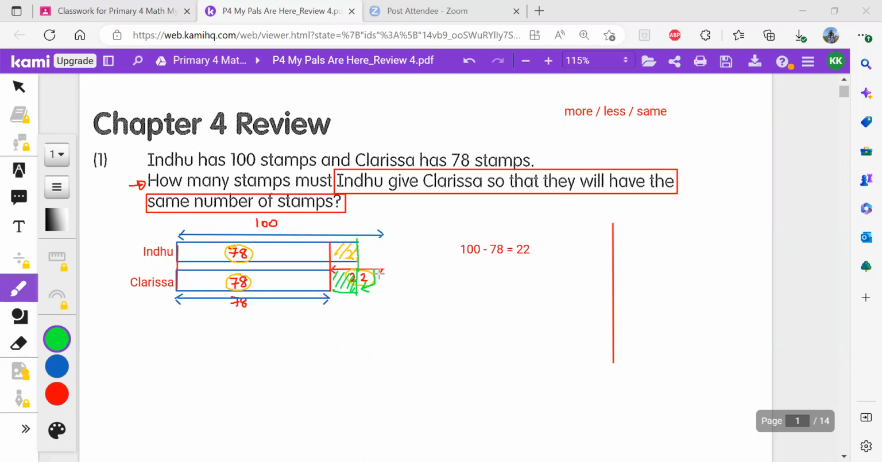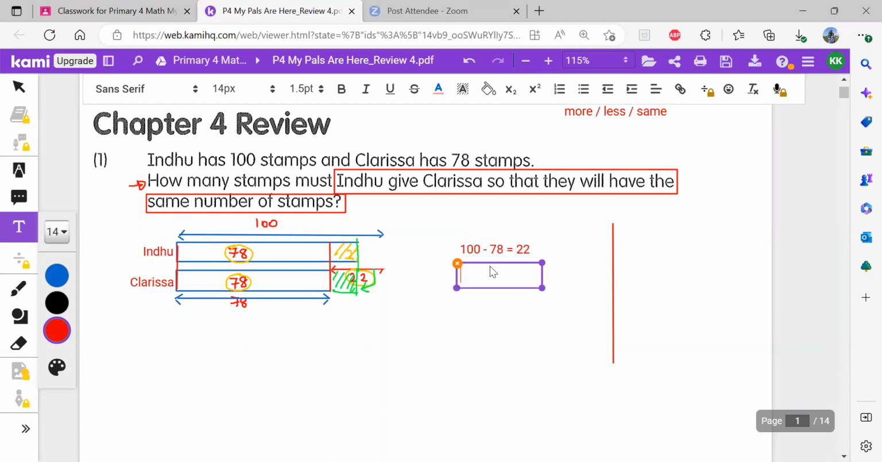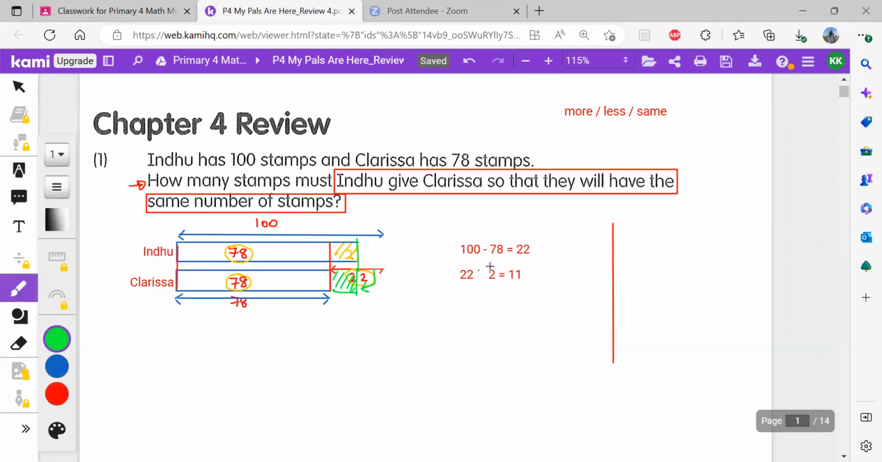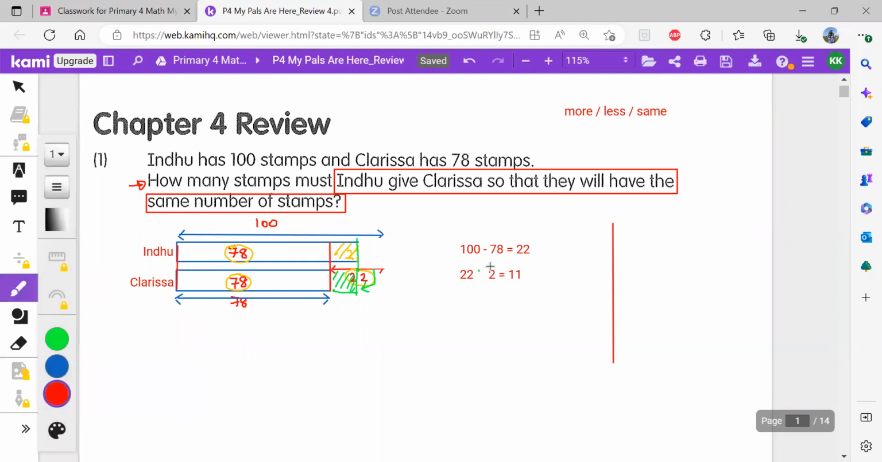Okay, so how much should Indu give? Since Indu has 22 stamps more than Clarissa, Indu should share this extra with Clarissa. So you should take 22 divided by 2. I'm going to write, share equally by 2 equals 11. So I'm going to put a division sign here. So you should take whatever he has extra and share it equally. So Indu should give Clarissa 11 stamps.